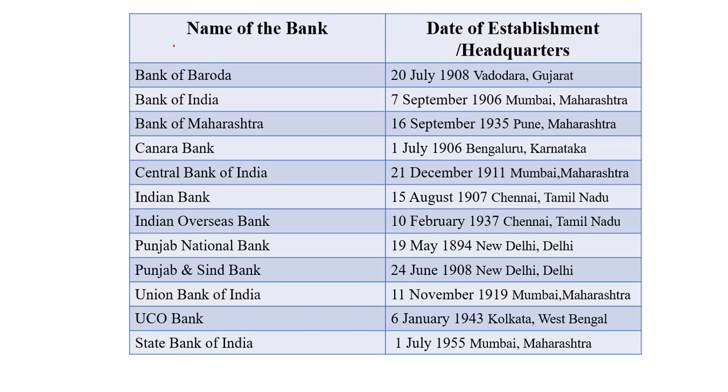This is the list of 12 public sector banks with their establishment dates and headquarters. First is Bank of Baroda, Bank of India, Bank of Maharashtra, Canara Bank, Central Bank of India, Indian Bank, Indian Overseas Bank, Punjab National Bank, Punjab and Sind Bank, Union Bank of India, UCO Bank and State Bank of India. And these are the establishment dates of each bank with its headquarters. All these are public sector banks, or you can call them nationalized banks. These banks' shareholdings are with the Government of India.